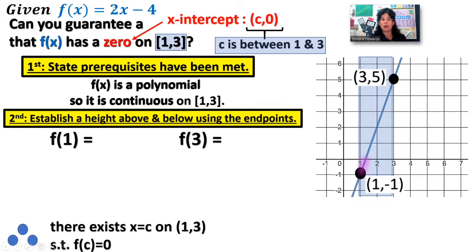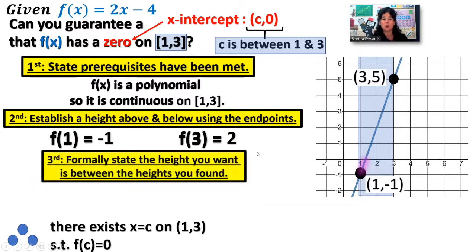If I substitute 1 into this function, 2 times 1 minus 4, that's going to give me -1. And we're like, yes, it's working, because we just found an x value that gave us a height below 0. Next, I'm going to substitute 3 into the function and I get out 2, because 2 times 3 minus 4 is 2. Again, yes, this is working, because in substituting the x values at the endpoints, we found a height below the one we want to guarantee, which is a height of 0, and a height above it.